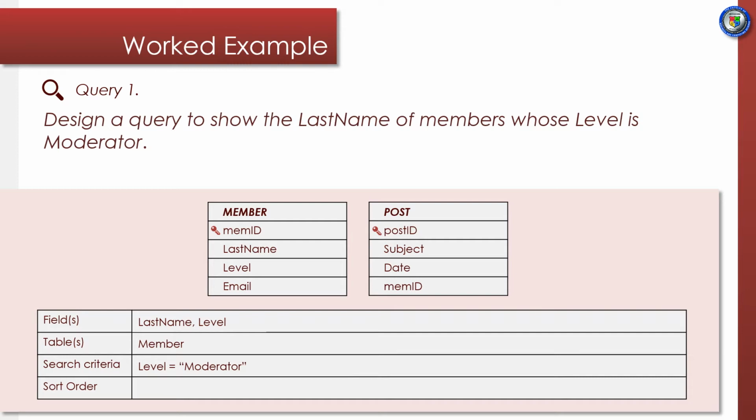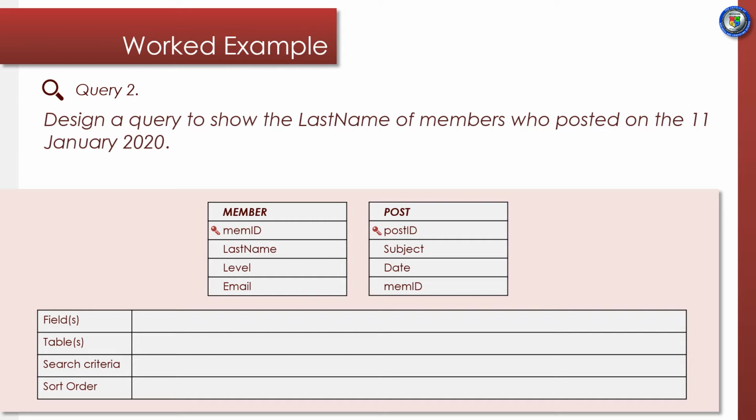Query number 2. Design a query to show the last name of members who posted on the 11th of January 2020. In this query, we will extract information from more than one table. Again, let's go through those steps.